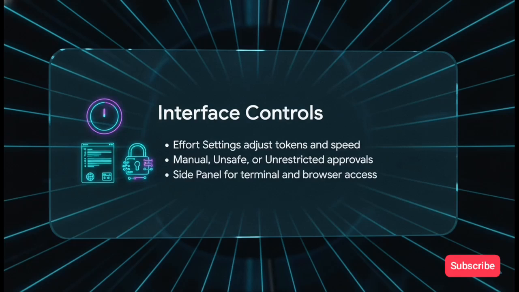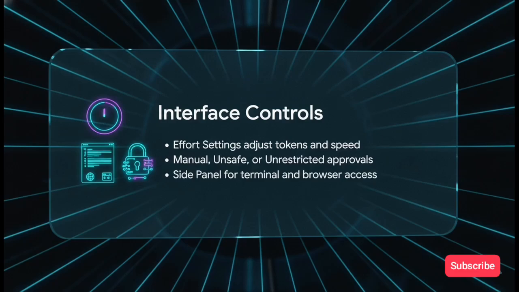Then you have approvals. It's highly advised to keep this set to manual. When Codex wants to edit your external files or install system dependencies, you definitely want to be the one giving the green light. And lastly, the side panel. This thing is a total game changer. With a quick shortcut, it pops open, giving you instant access to a terminal, a web browser, and your local project files right there.